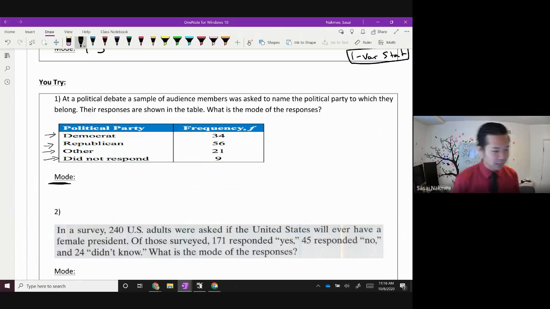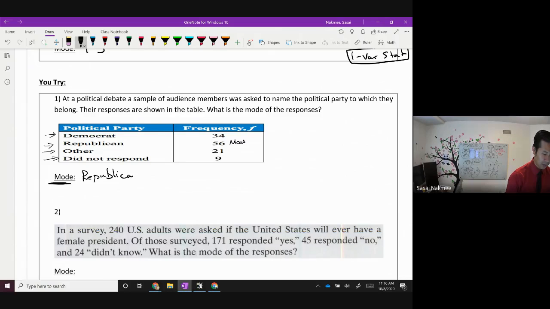And I hope you guys are seeing that, right? This number doesn't represent like 56 of one thing, right? It's 56 Republicans, right? We're measuring how many Republicans there are, and this is the one that shows up the most, right? So yes, Calvin, that's right. So the mode in this case is not the number 56, by the way. The mode in this case is Republican.